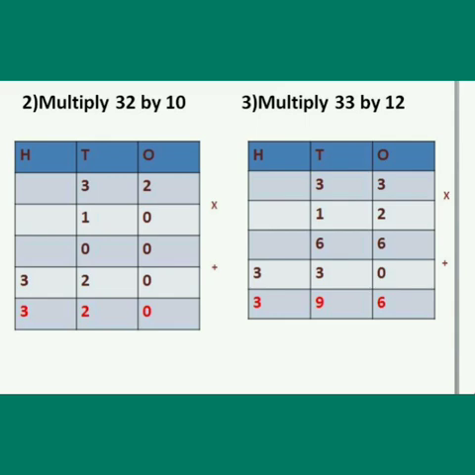Next, multiply 32 by 10. When 32 is multiplied by 10, we will get 320 as the product. Next, multiply 33 by 12. When 33 is multiplied by 12, we will get 396 as the product.